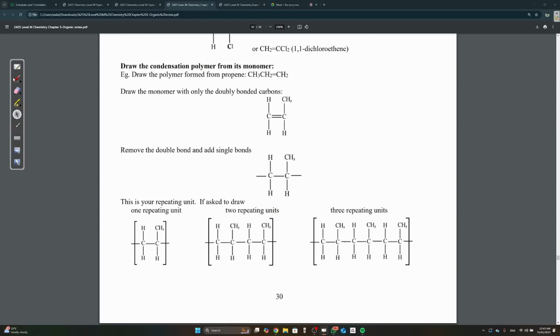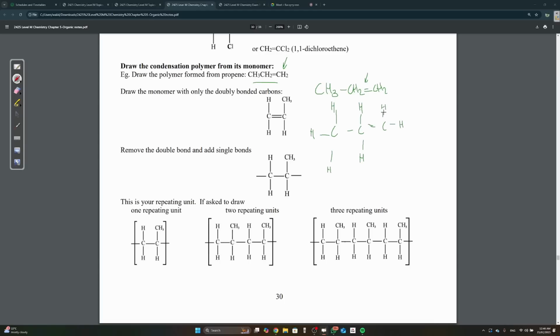Yeah, for very basic. If they gave you this and they asked you to draw the polymer, just draw CH3, CH2 double bond CH2. Okay, what do we do? We break this. Okay, let's just draw it properly. CH3, okay, to CH2, bonded to CH2.